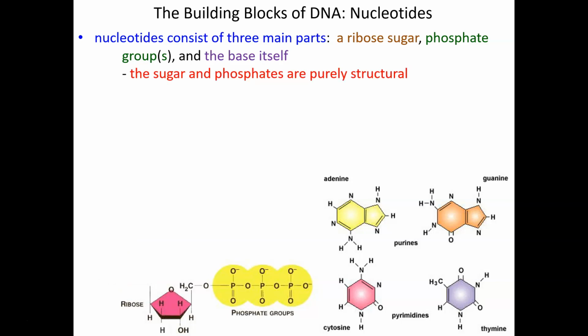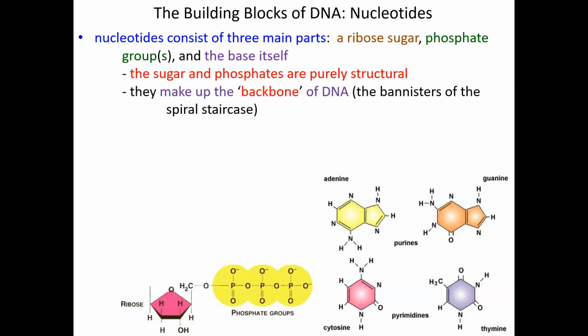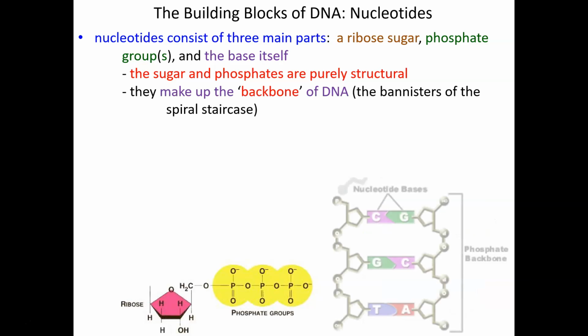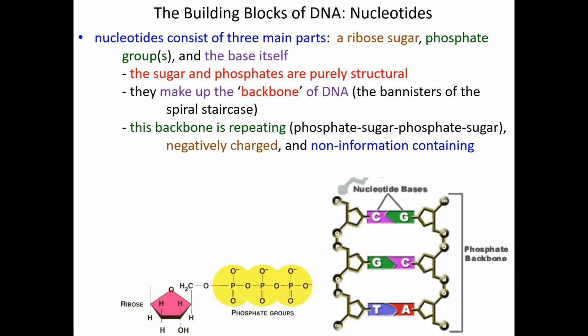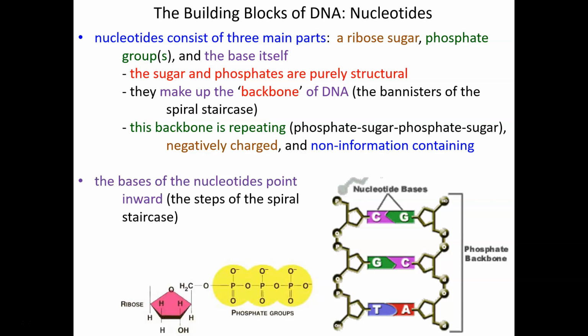So the sugar and the phosphates, the non-base components of the nucleotide, are completely structural. They form the backbone of DNA. This is the banisters of the spiral staircase. If we think of the double helix of DNA as a spiral staircase, the phosphate sugar backbone makes up the banisters. And here we see it, phosphate, sugar, phosphate, sugar, phosphate, sugar. No information, just purely structural. It holds DNA together. That backbone, again, is repeating. It's just phosphate and sugars in a row. Those phosphates have negative groups on them, so that's what makes DNA negatively charged, and no information.